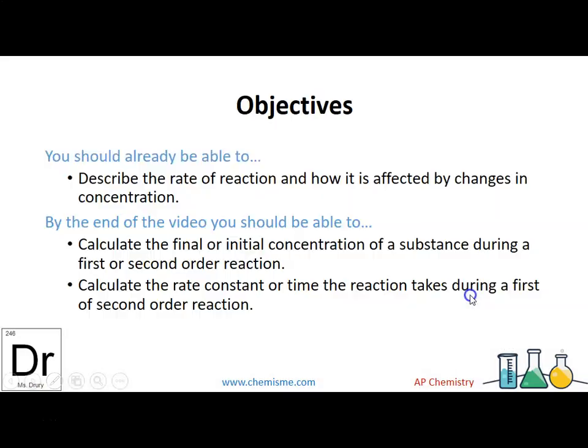This video is about rate equations. You should already be able to describe the rate of a reaction and how it's affected by changes in concentration. And by the end of the video, you should also be able to calculate the final or initial conditions of the substance during a first or second order reaction, as well as calculating the rate constant or the time the reaction takes during the first or second order reaction.